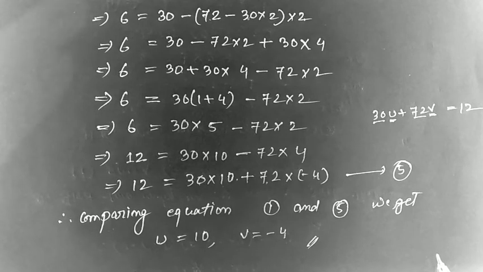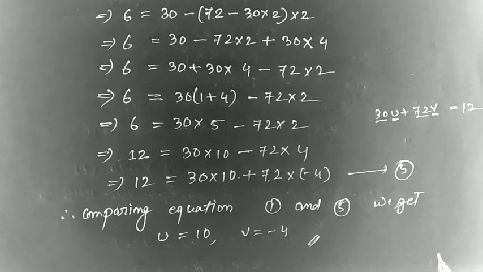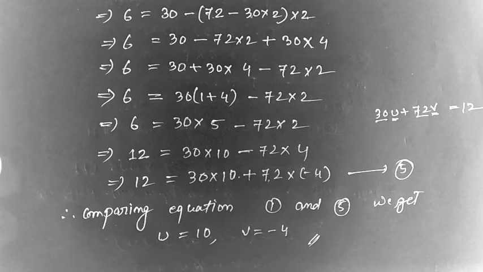Now see, here we get 12: 30 into 10. In our given equation we have a positive sign here, so to make it positive, what should we do? We have to give positive here: 72 into minus 4. Call this equation number 5. So it is quite short compared to the first one.